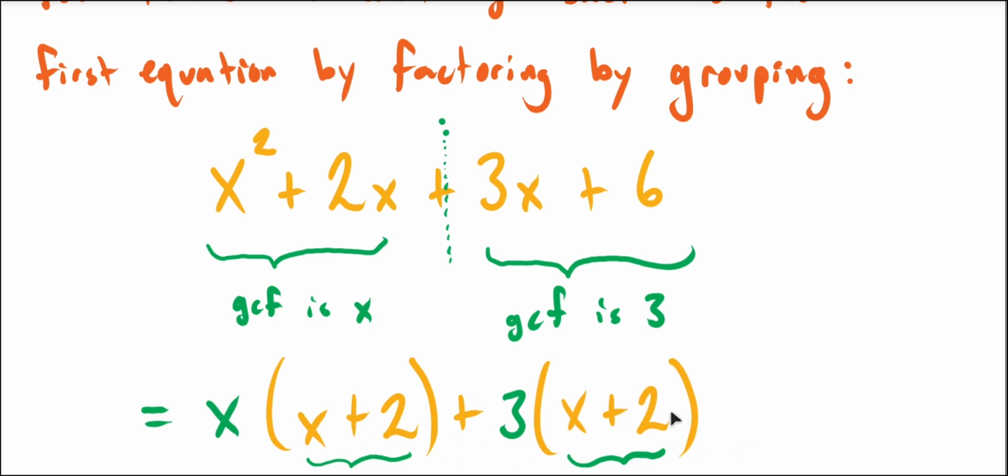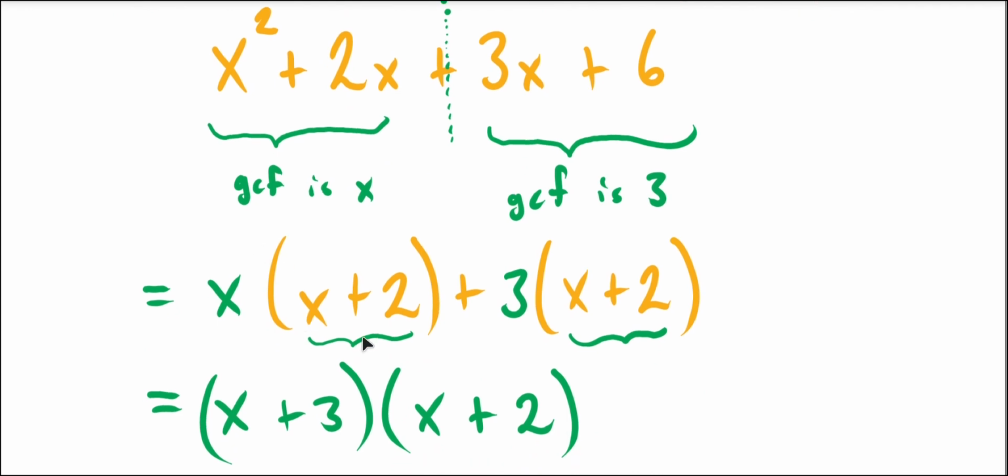common x plus 2 as a term which is common to both of them. And so it can be factored out. We write the x plus 3 up front, and we multiply that by x plus 2. And we've recovered the original factored state using factoring by grouping.